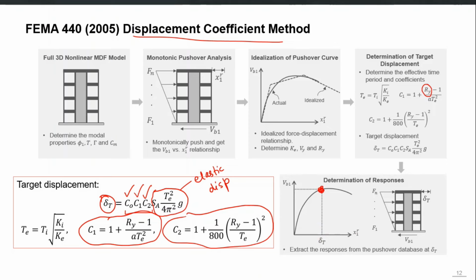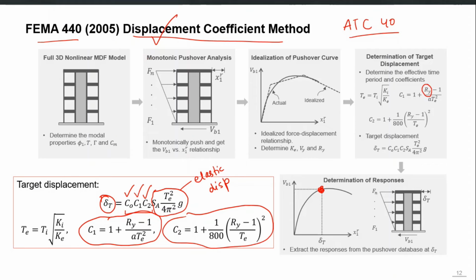There is an original displacement coefficient method in the ATC 40, just like the capacity spectrum method, but then in 2005 FEMA 440 developed the improved versions of both the capacity spectrum method and the displacement coefficient method, and that displacement coefficient method was later adopted by ASCE 41, in ASCE 41-06 and then 13 and now 17. So this displacement coefficient method is now being used in the ASCE 41 as the nonlinear static procedure.